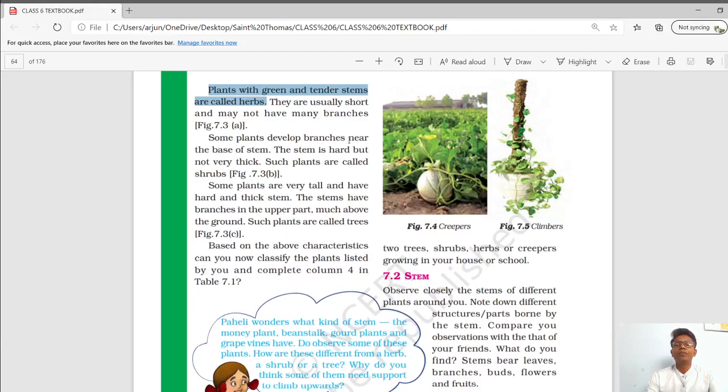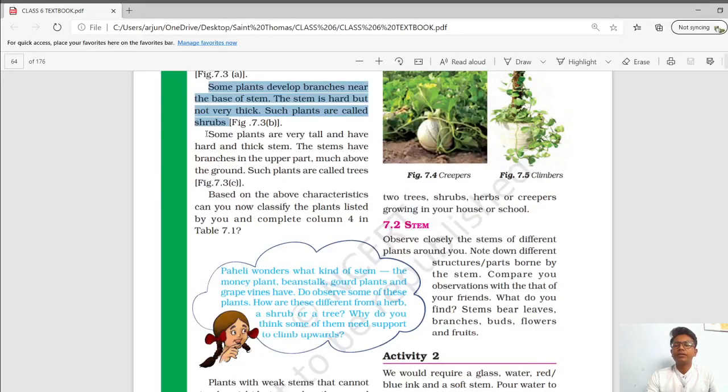Some plants develop branches near the base of the stem. The stem is hard but not very thick. Such plants are called shrubs. So here you got the definition of shrubs. What are the criteria? Branches are near the base of the stem. The stem is hard but not very thick. These two criteria are required to fulfill the shrub category. For a plant to be a shrub, it should have these two.